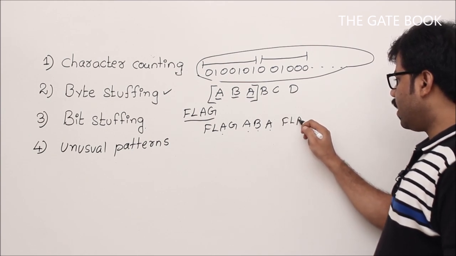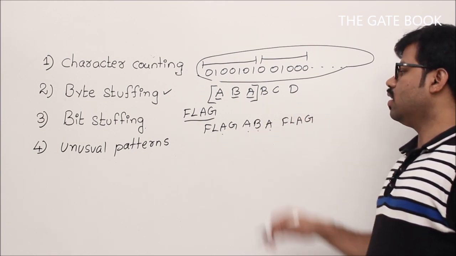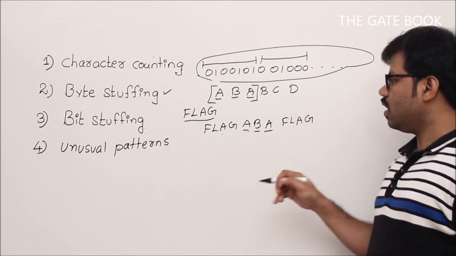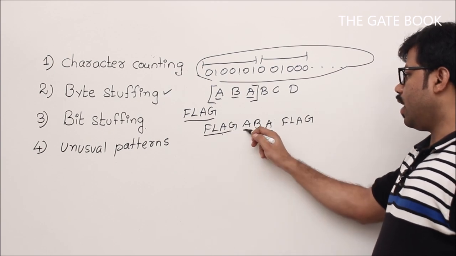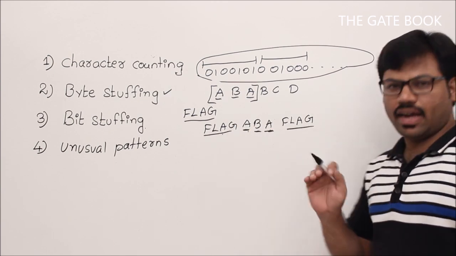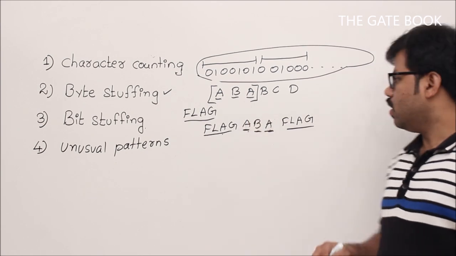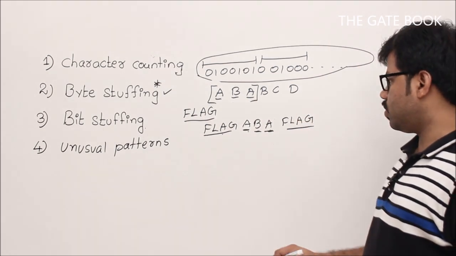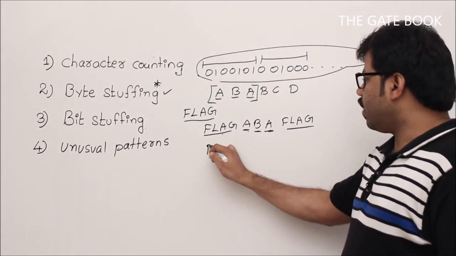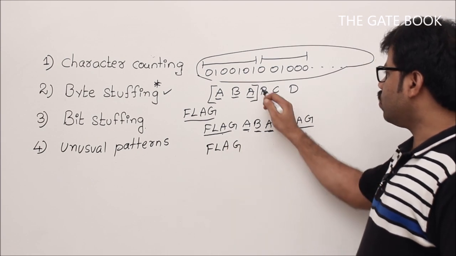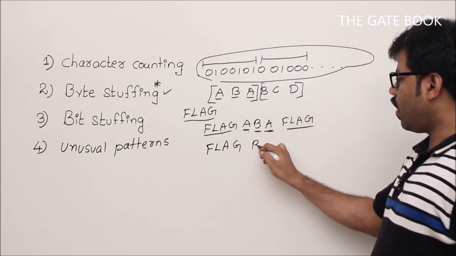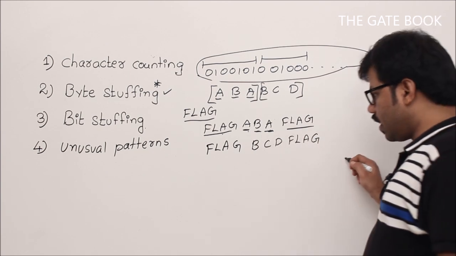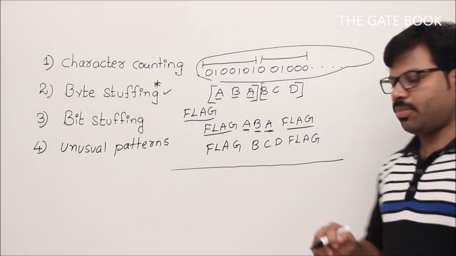So your data link layer is going to decide the frame size. If your data link layer decides that the first frame size is 24 bits, then it will write flag ABA flag. That is the idea behind byte stuffing. First of all, let me convert the data into frames. The second frame, let's assume, is B C D, so flag BCD flag. Since sender and receiver agree upon this, let's see what happens.